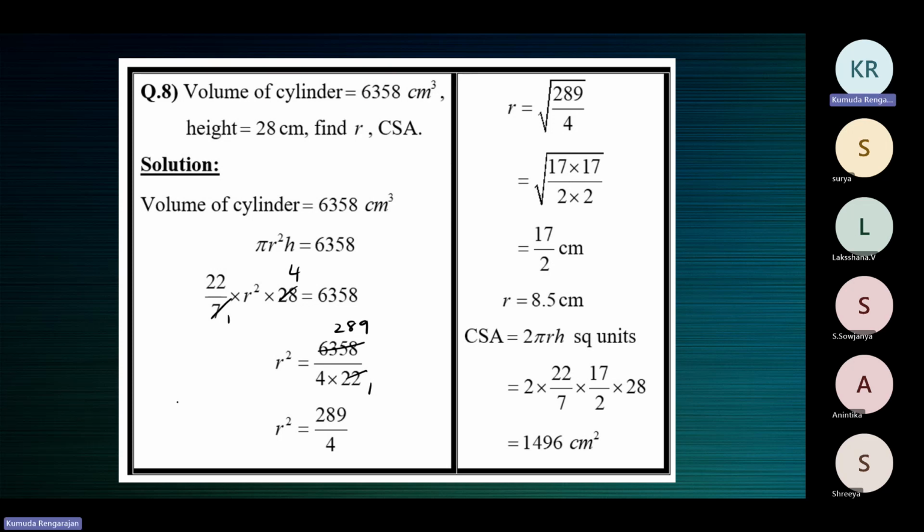Then we have to find the CSA, 2 pi r h. 2 pi r, 17/2, h 28. That gives 1496 centimeters square.